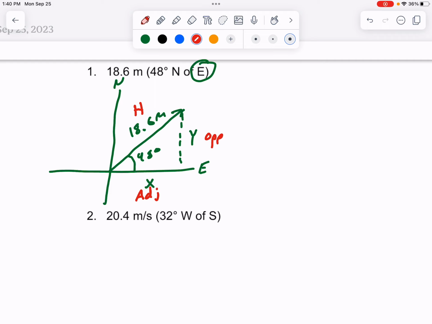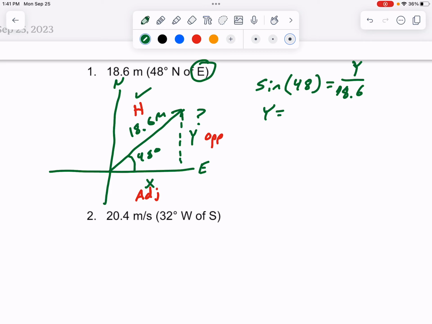So I'm going to find y first. I want to see which function has opposite, which is what I'm looking for, so that's your question mark. Let me put a question mark there. And I have hypotenuse. The only one that uses opposite and hypotenuse is your sine function. So sine of your angle, 48 degrees, equals y, which we don't know, so that's your opposite, over your hypotenuse, 18.6. Now you multiply both sides by 18.6 to get that off the bottom. Just be careful, make sure you're in degree mode, otherwise you might get a wrong answer.